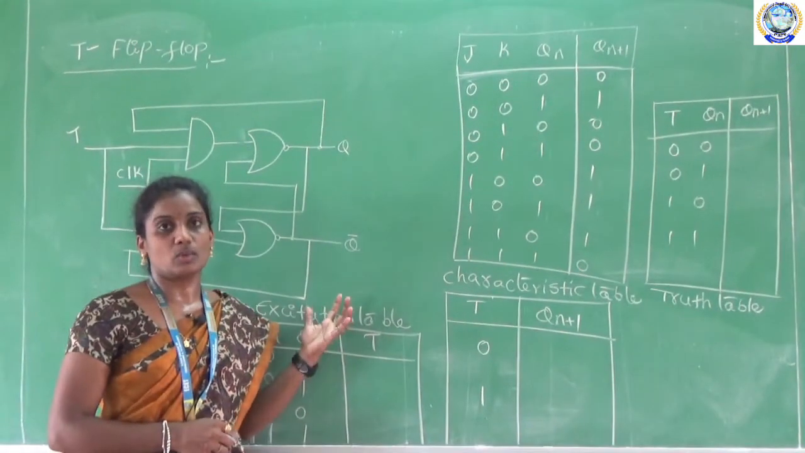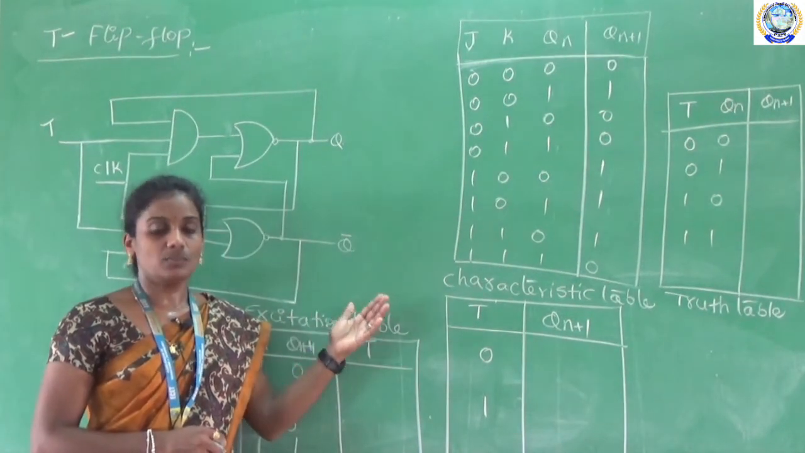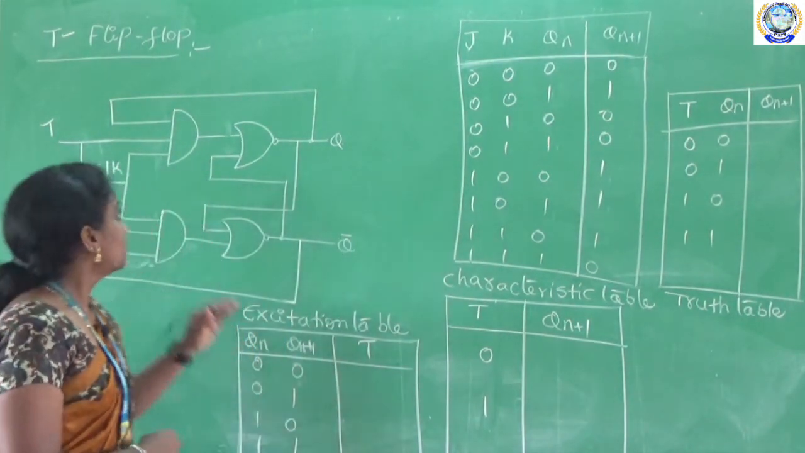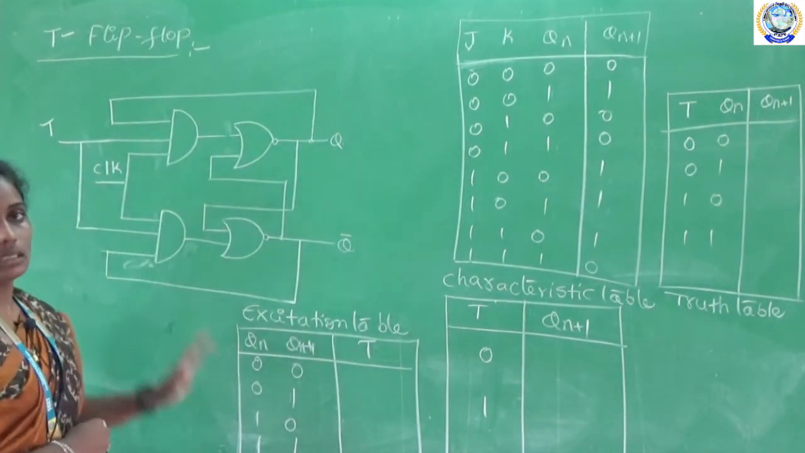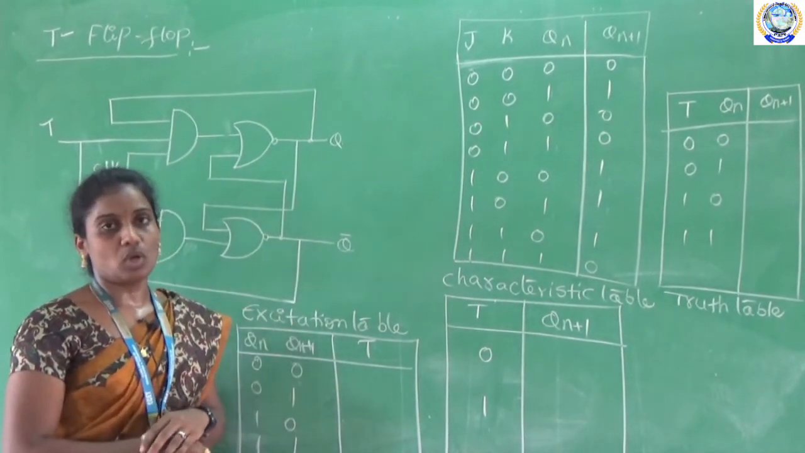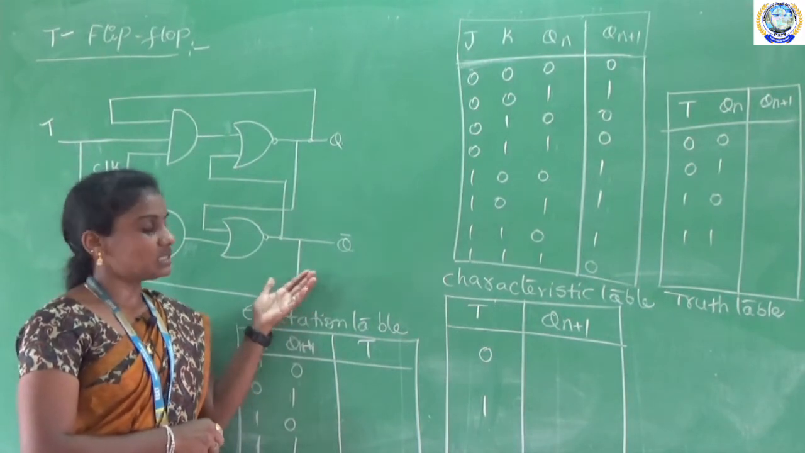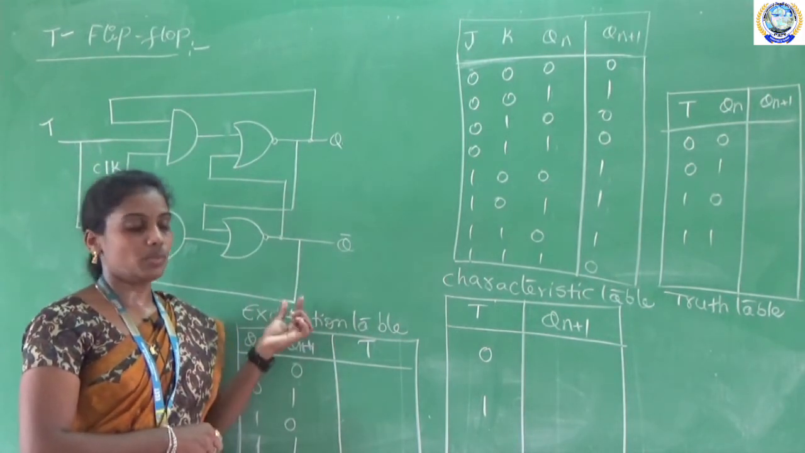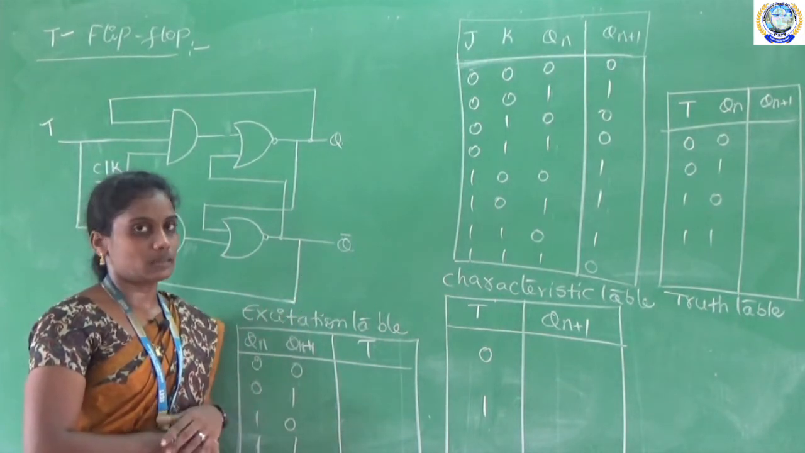Now we will discuss the T flip-flop. The T flip-flop is constructed from the JK flip-flop by connecting J and K together. Another name of the T flip-flop is toggle flip-flop. Mainly it is used in binary counters, and its applications include FPGA and CPLD programming.